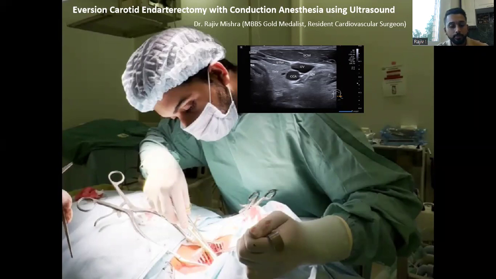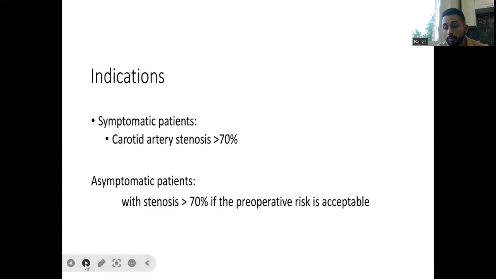So let's get started. So first of all, what are the indications of the surgery? First of all, symptomatic patients with more than 70% stenosis of the carotid artery, especially the ICA, internal carotid artery. And if it's already 100% occluded, so 100% is called occlusion, CTO. It's not stenosis anymore. Then we don't touch the artery. Okay, so if you get a patient with 100% occlusion, then CTO, then you don't go for this surgery. It's only 85, 90%, 75%, more than 70%. And in asymptomatic patients with stenosis more than 70%, if the preoperative risk is acceptable.